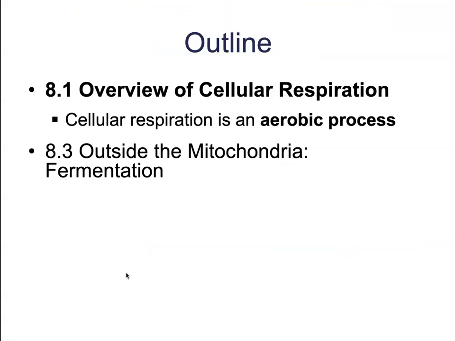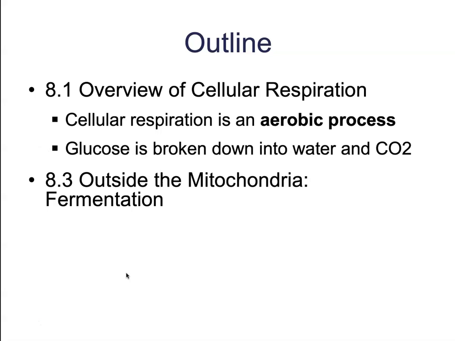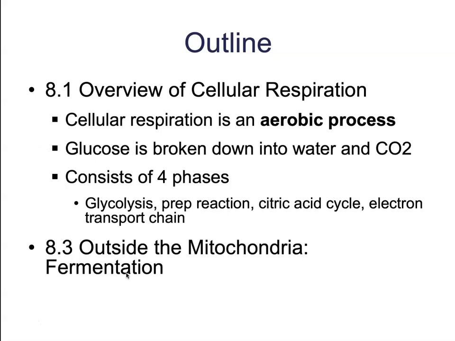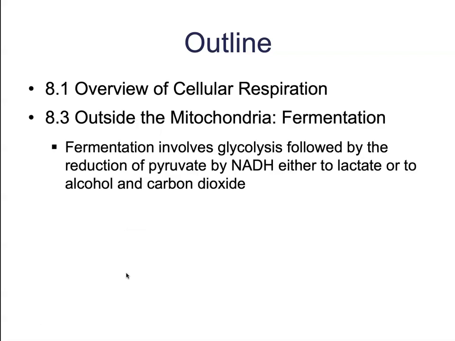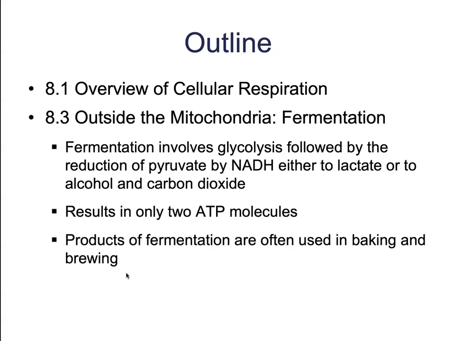All right, in this chapter we talked about cellular respiration, how it is an aerobic process. We talked about how glucose is broken down into water and carbon dioxide. The process of cellular respiration contains 4 phases: glycolysis, the prep reaction, citric acid cycle, and electron transport chain. Then we went into fermentation. Fermentation involves glycolysis followed by the reduction of pyruvate by NADH to either lactate or alcohol and carbon dioxide, depending on the organism. This is only going to result in 2 ATP molecules, and the products of fermentation are often used in baking and in brewing. And an advantage is that it does provide a quick temporary burst of ATP.